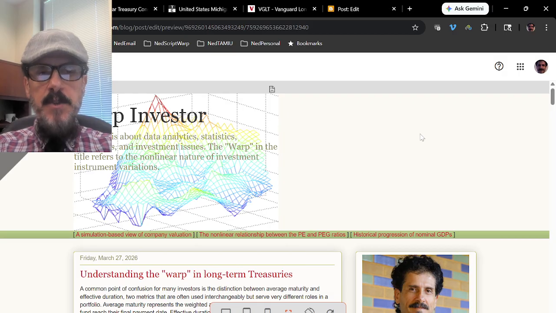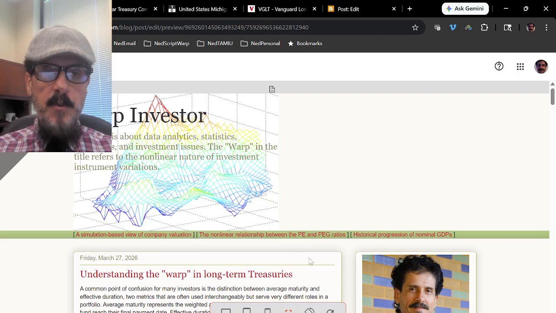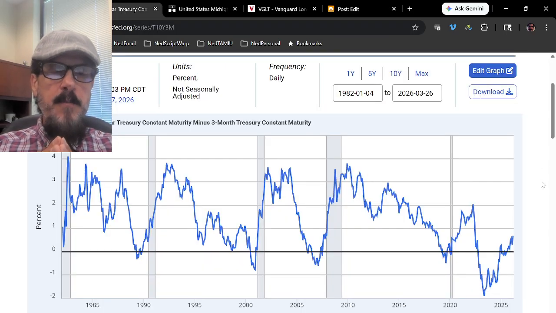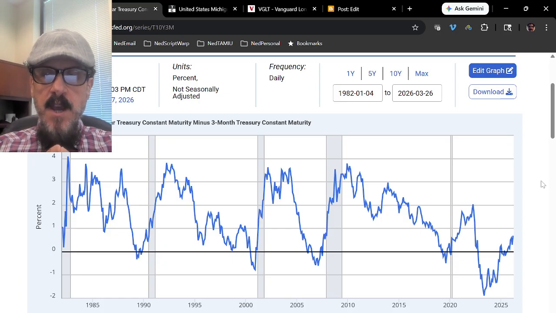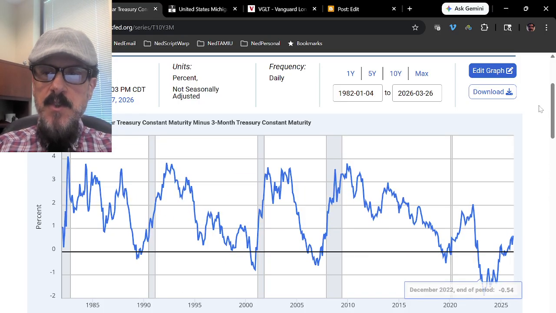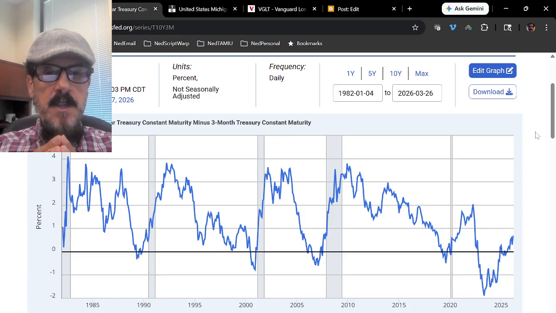This is a video that I'm creating to attach to the end of this blog post, Understanding the Warp in Long-Term Treasuries, which is on the Warp Investor blog. So right now, this post is being prepared at the end of March 2026. So right now we are around here, and this graph shows the 10-year Treasury yield minus the 3-month Treasury yield.